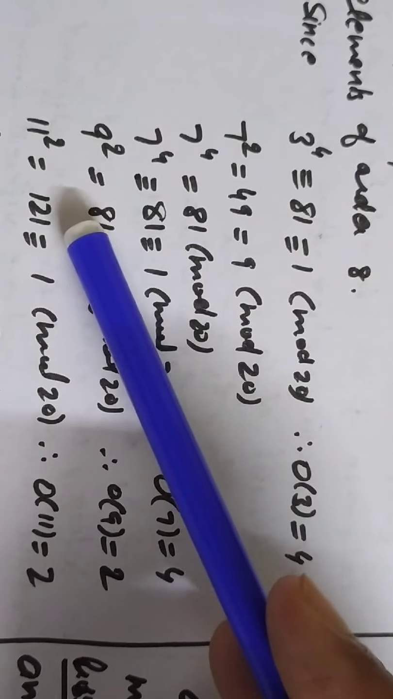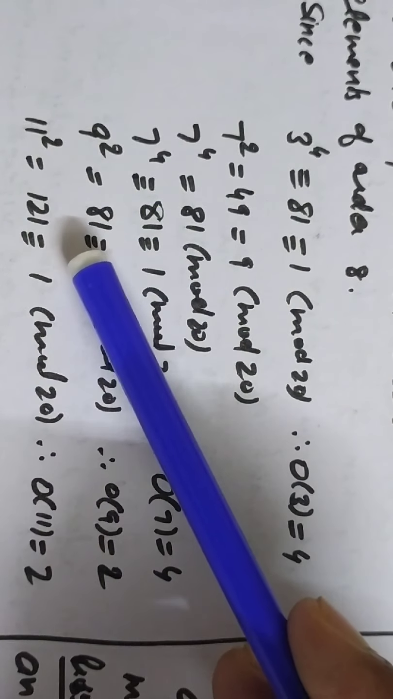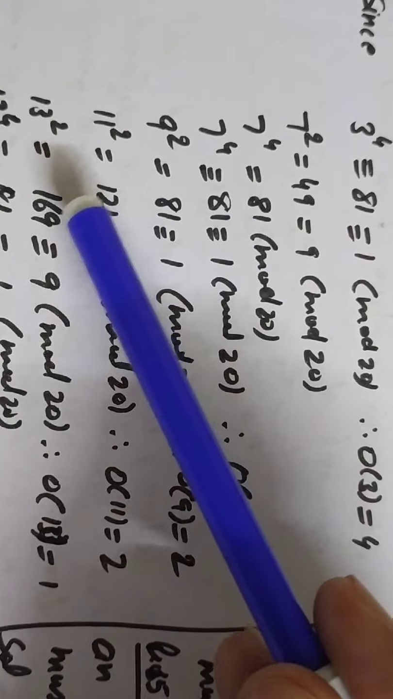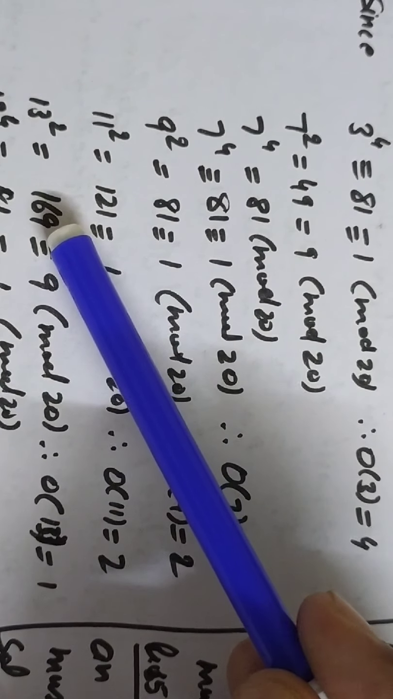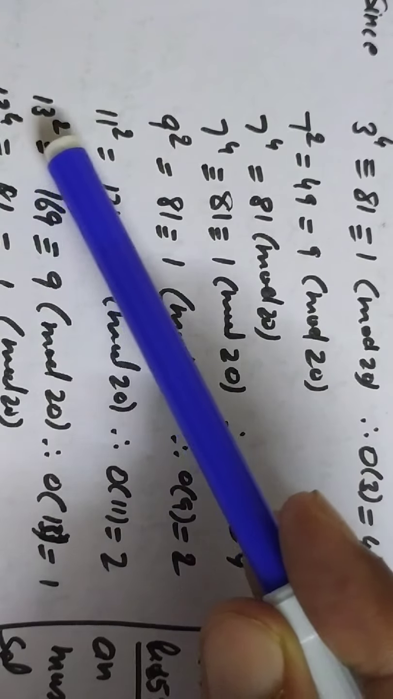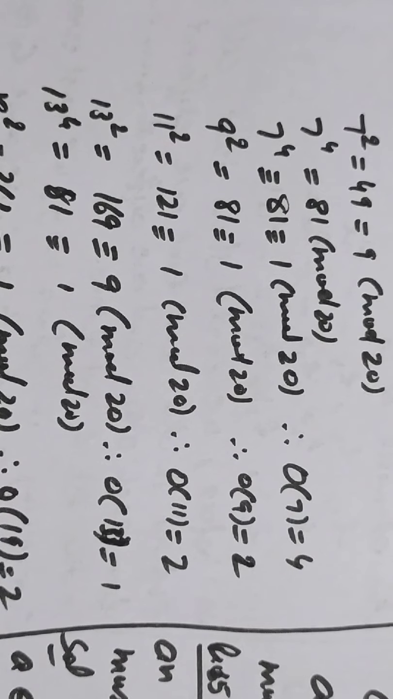Similarly 11 squared is 121; divided by 20, you get remainder 1. Therefore the order of 11 is 2. 13 squared is 169. When divided by 20, you will get 9 as a remainder. You again take the square of this term; you will get the square of 9 as 81. Again you divide it by 20 and get remainder 1. Therefore the order of 13 is 4, not 1.